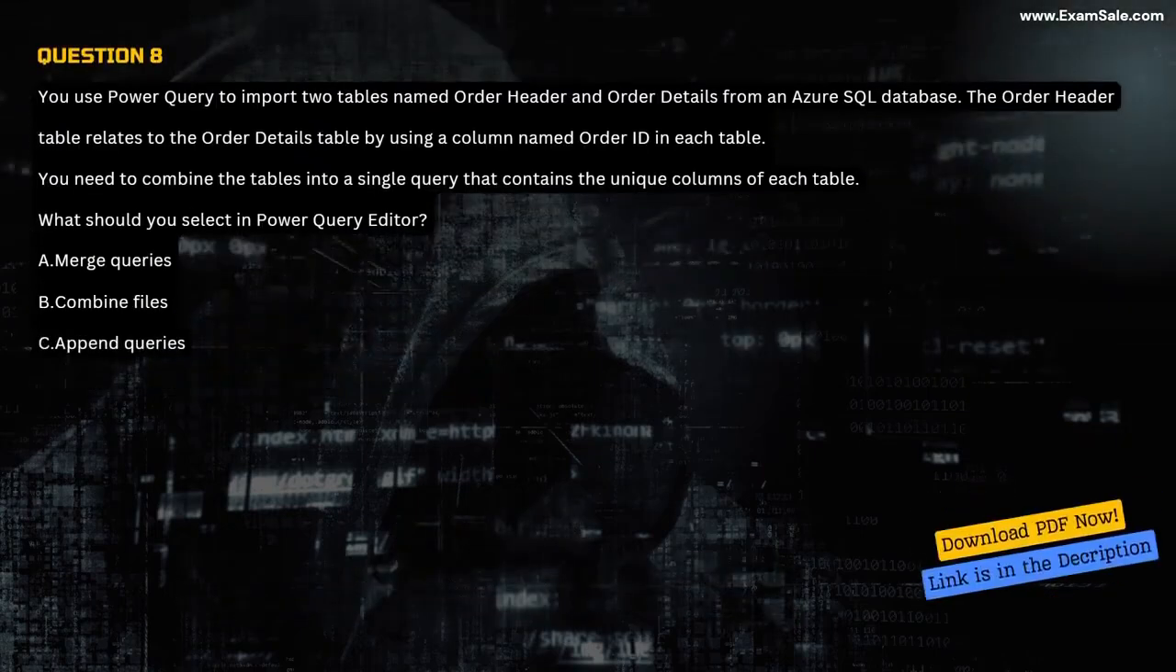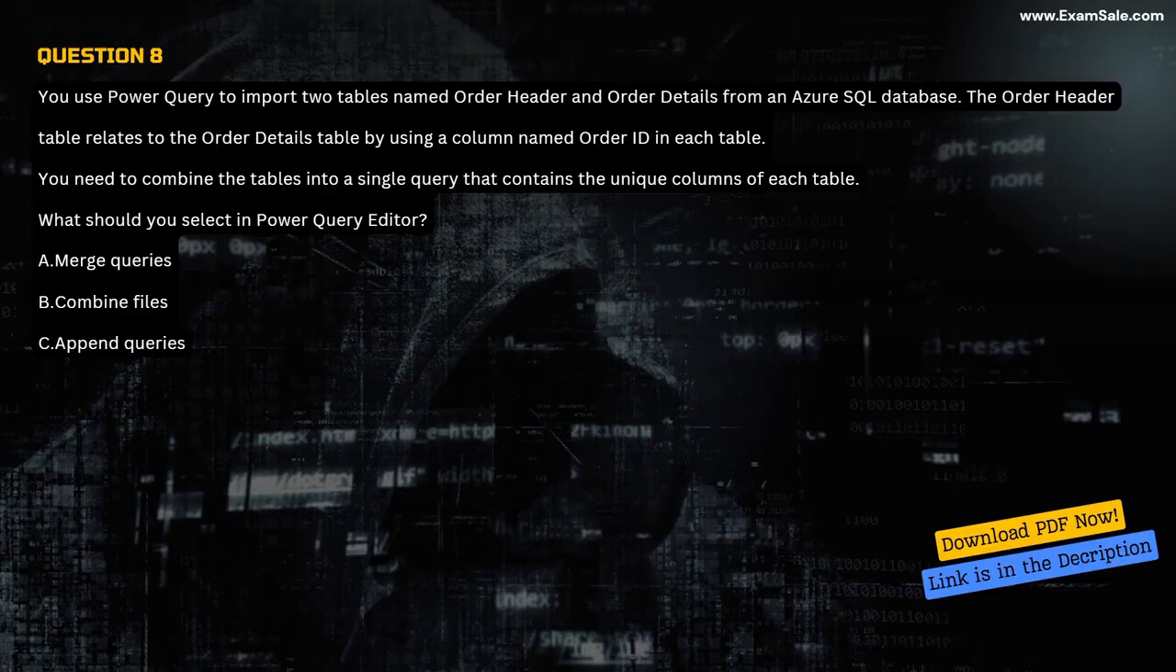Question 8. You use Power Query to import two tables named Order Header and Order Details from an Azure SQL database. The Order Header table relates to the Order Details table by using a column named Order ID in each table. You need to combine the tables into a single query that contains the unique columns of each table. What should you select in Power Query Editor?